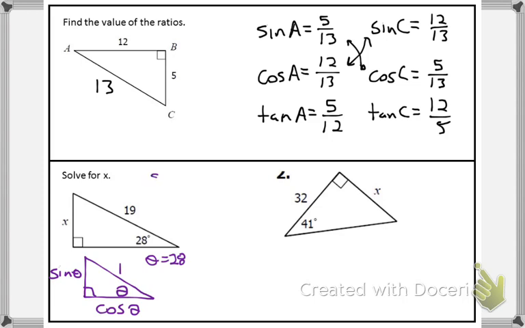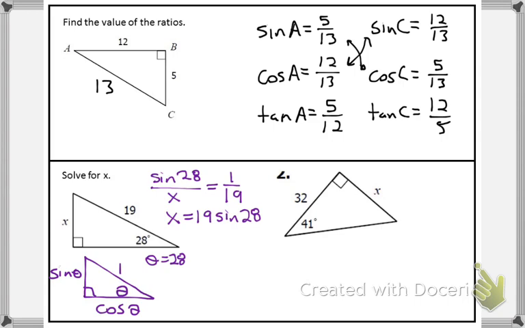I'm going to do sine of, not theta, 28, over x equals 1 over 19. So I made a proportion. I didn't use cosine because I didn't have a value to match it with. And from here I can do cross product. By cross product I get x equals 19 sine of 28.